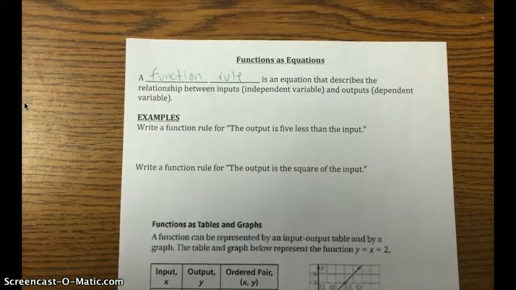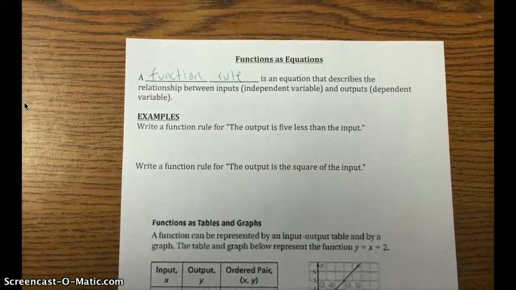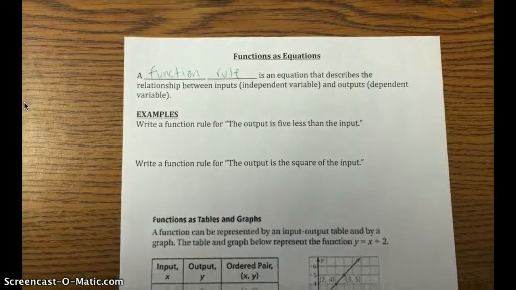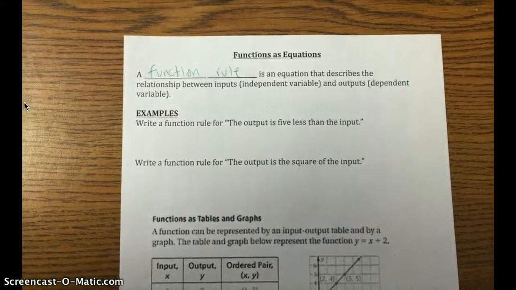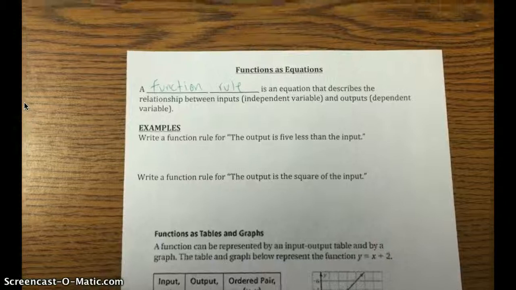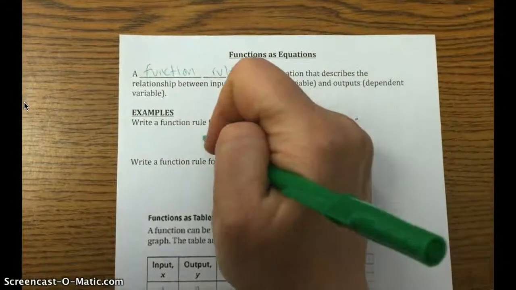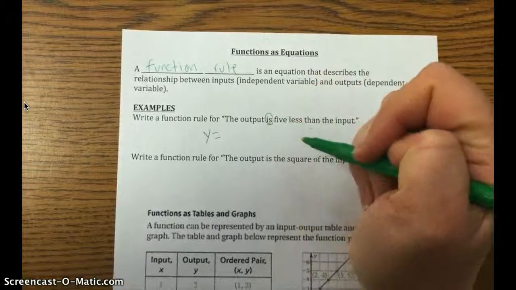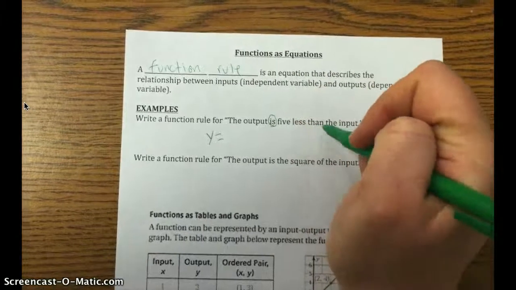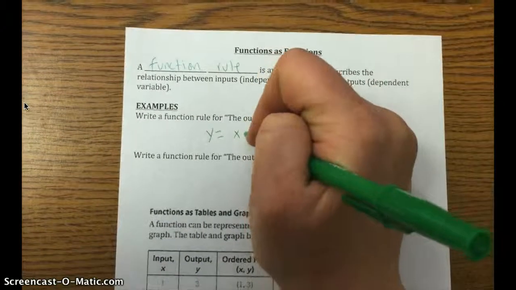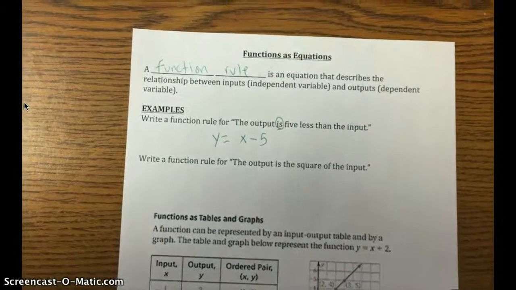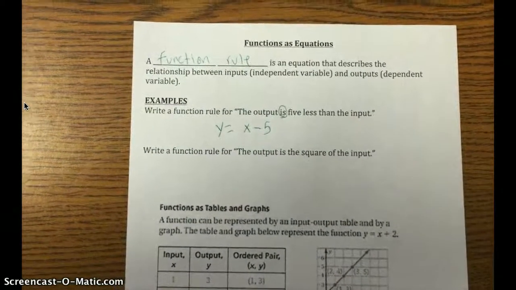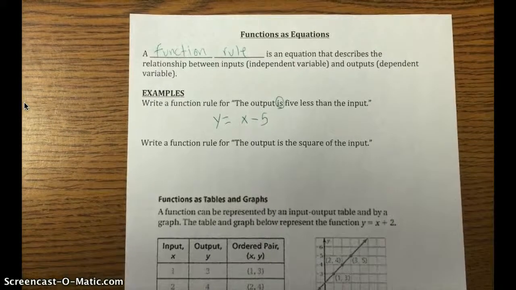So we have two examples. We're going to write a function rule for each of these examples. They give us the function in words, and we need to write the equation. It says write a function rule for the output is 5 less than the input. So we know that our output is y. So it says the output is, that's our equal sign, 5 less than the input. That means we're taking our input and subtracting 5 from it, because it's 5 less than what you put in. So that would be our function rule, y equals x minus 5.